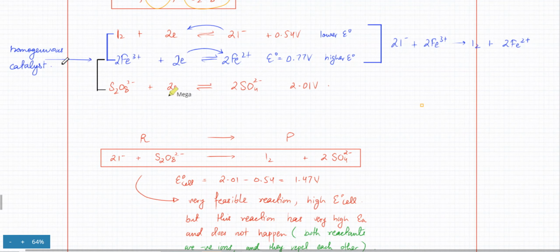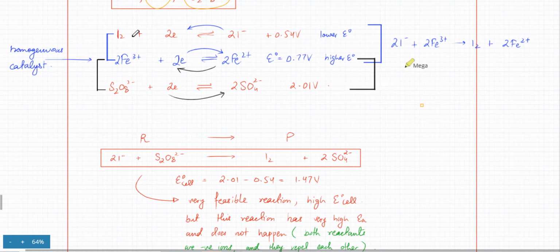And the S2O8 equation is the higher potential one, so it gains electrons. And the iron catalyst would be the one that would be losing electrons because it's the lower potential. This is the lower potential, this is the higher potential. So we can construct a reaction between these two.